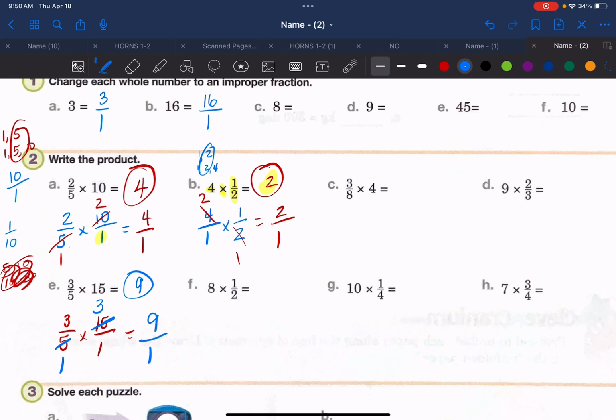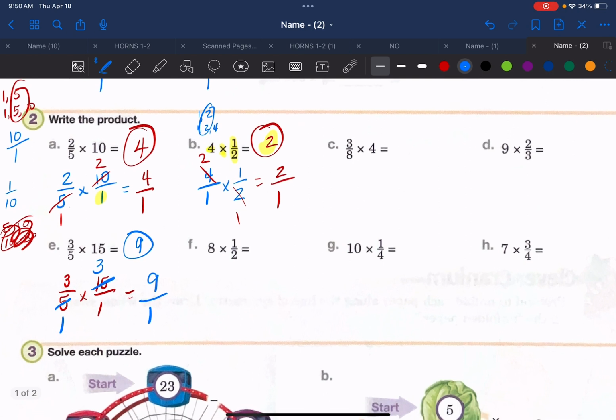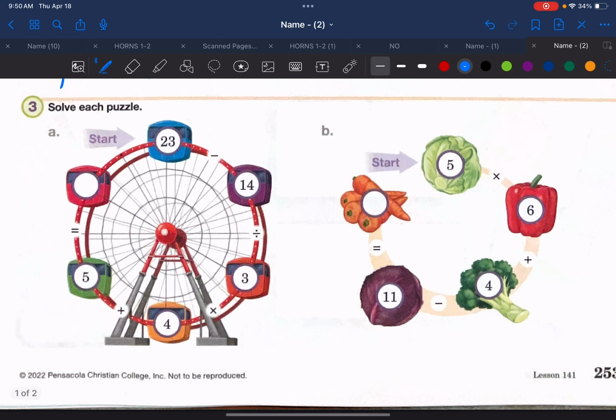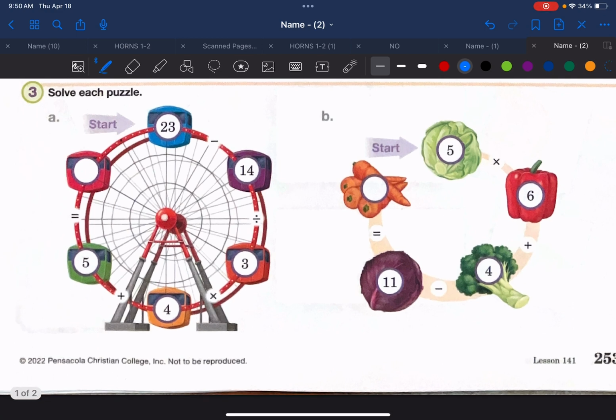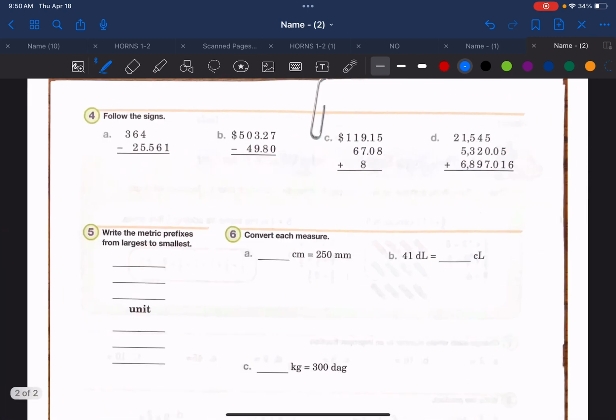All right, I would like you to finish the next 5 to try that, practice that. So go ahead and continue. For 3, you're just solving the puzzle. So it tells you where to start and then follow the steps. On the back side, you're following the signs.